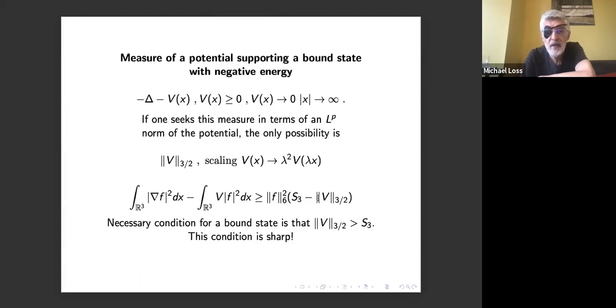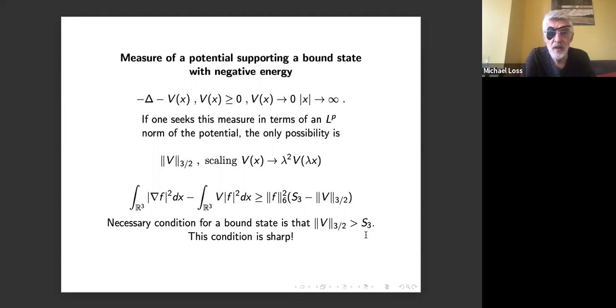And then you do a Hölder inequality on this term, you get the 3/2 norm of v times the 6 norm of f squared. So you get this term, and you see obviously a necessary condition for a bound state is that the 3/2 norm of v is bigger than S3. And so this condition is sharp. When you are less or equal, it's not going to work. When you're strictly bigger, it's going to work. And this is a well-known result. It's ancient.